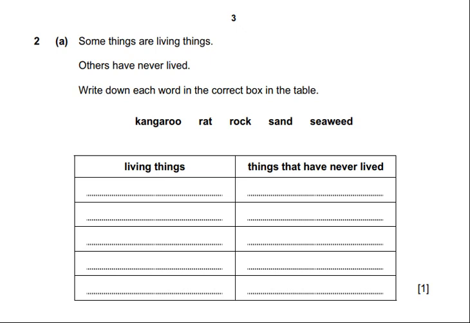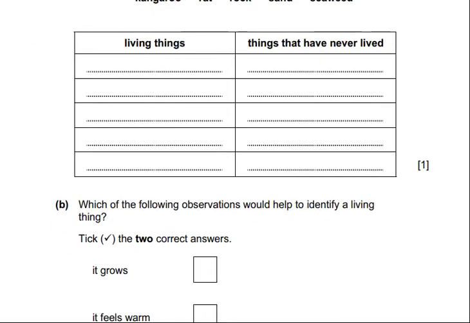First one, kangaroo, living things. Rat, an animal also, living things. Rock, things that have never lived. Sand, things that have never lived. Seaweed is a kind of plant. So living things. So now 3 of them are living things and 2 of them things that have never lived.